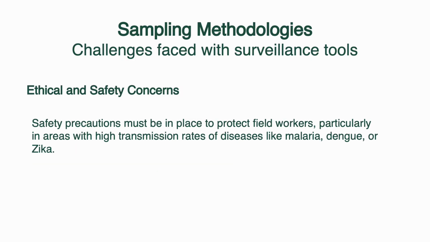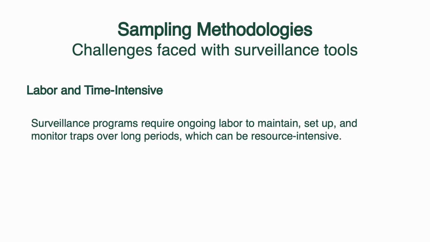Methods like human landing collections expose collectors to potential infections. Ethical protocols, including informed consent, protective measures, and chemoprophylaxis, must be followed to minimize risk and ensure participant safety. Long-term studies and large-scale deployments demand careful planning, significant resources, and community cooperation to prevent oversampling or logistical strain. In summary, effective vector surveillance requires balancing scientific goals with ethical standards, resource limitations, and practical feasibility.